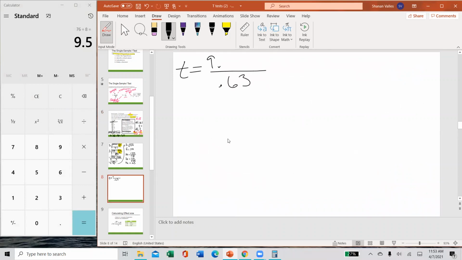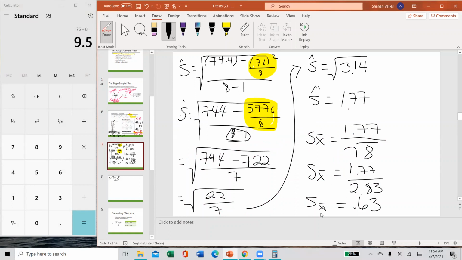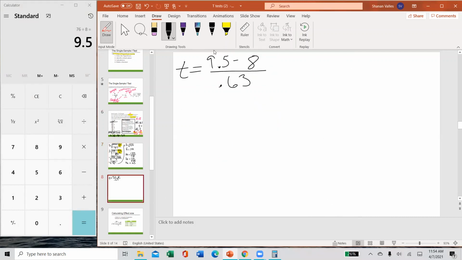So we do 9.5 right here minus the population mean divided by the standard error. If you want to look back at it, sample mean minus the population mean divided by standard error. Our standard error we found was 0.63. So we have our sample mean of 9.5 minus 8 divided by 0.63.